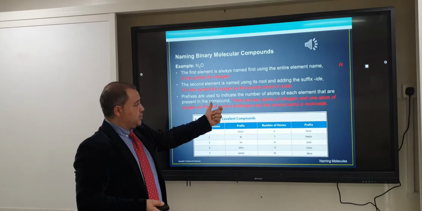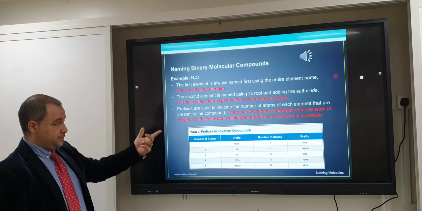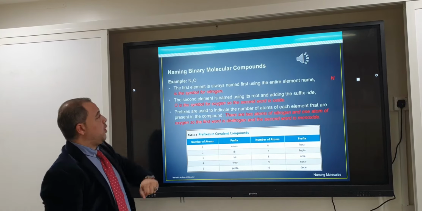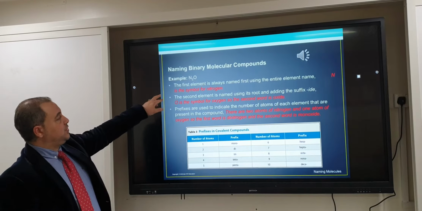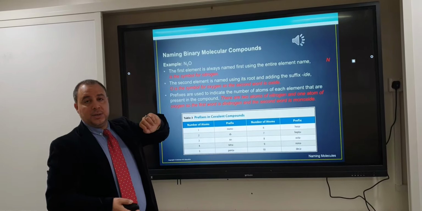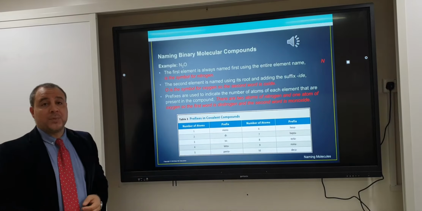Prefixes are used to indicate the number of atoms of each element that are present in the compound. There are 2 atoms of nitrogen and 1 atom of oxygen. So it's called di. Dinitrogen monoxide. Okay, so what is the number of atoms in this compound?